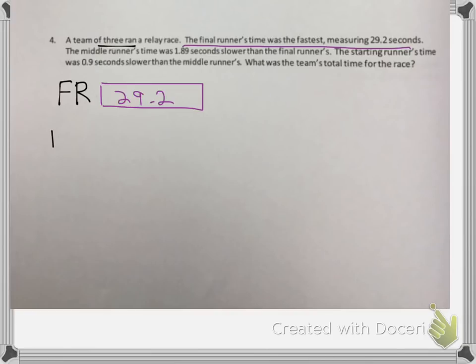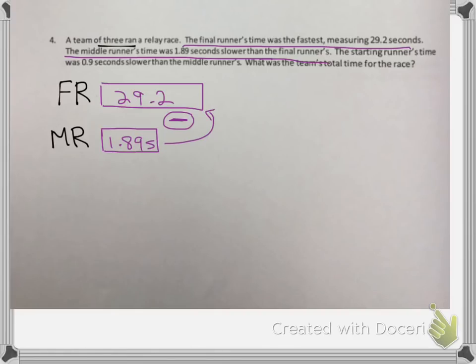The middle runner's time, so middle runner, was 1.89 seconds slower than the final runner's. Okay, so I'm going to put that right there. So 1.89 seconds slower. So we're going to have to subtract those two in order to find the middle runner's.